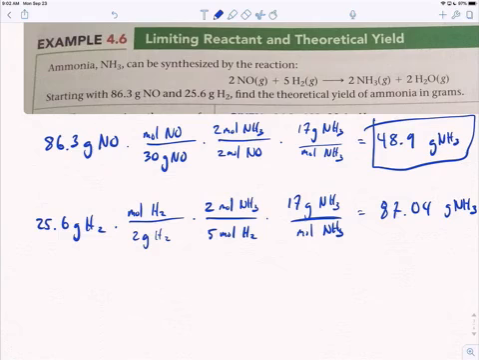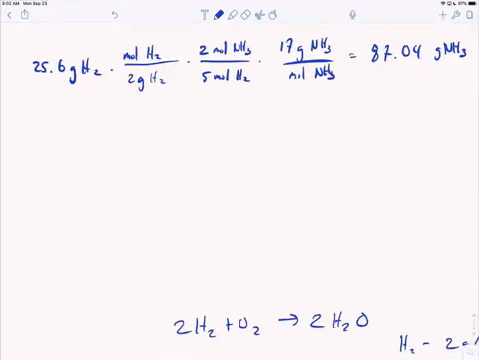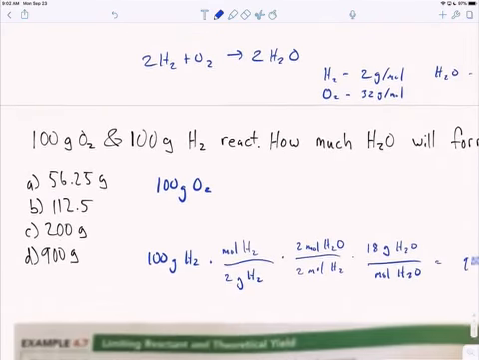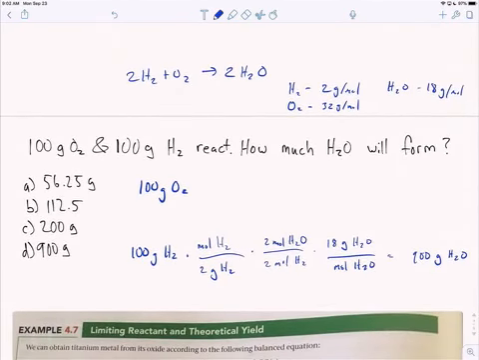Where we left off was here, and I wanted you to work on this. We didn't get a chance to go through this all the way, and this is an important concept, so I'm going to spend more time on it. 100 grams of oxygen and 100 grams of hydrogen react. How much water will form? What's the theoretical yield from this reaction?